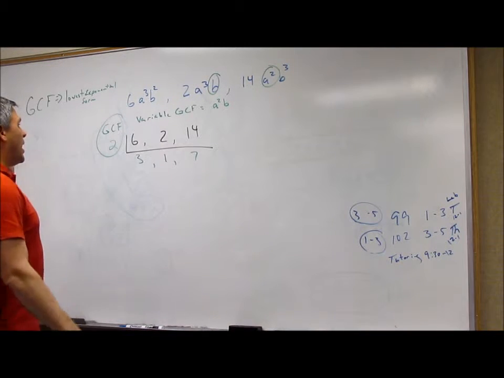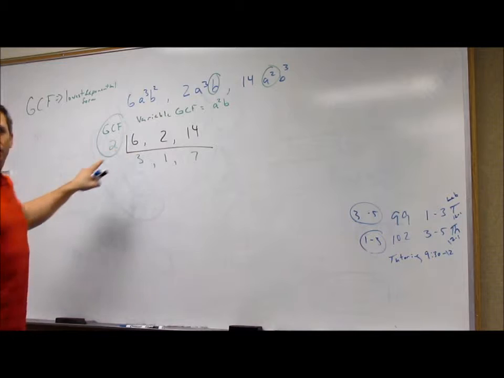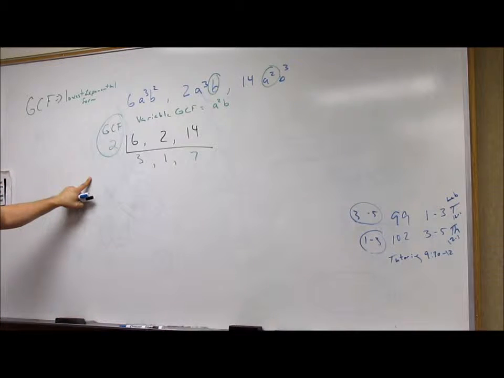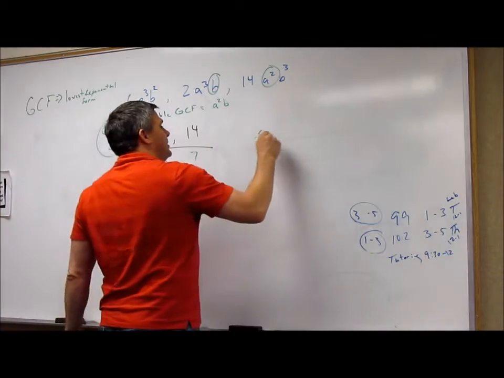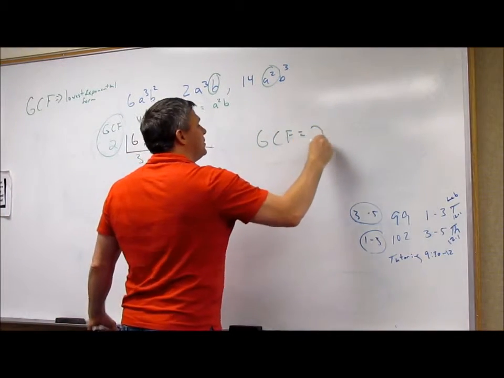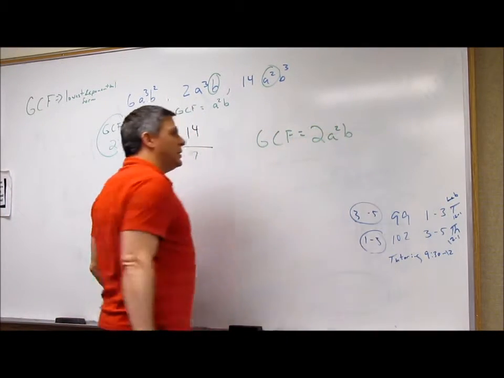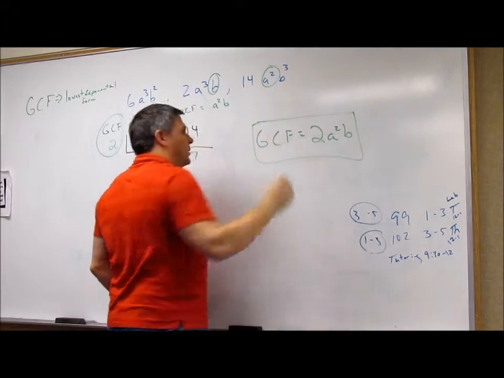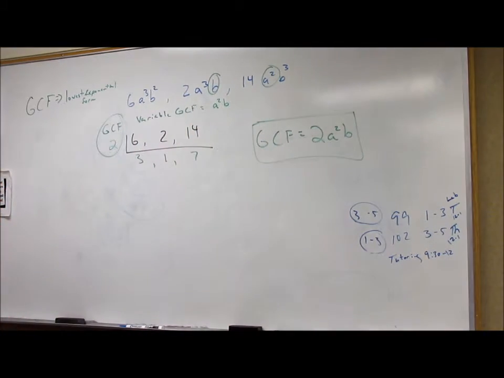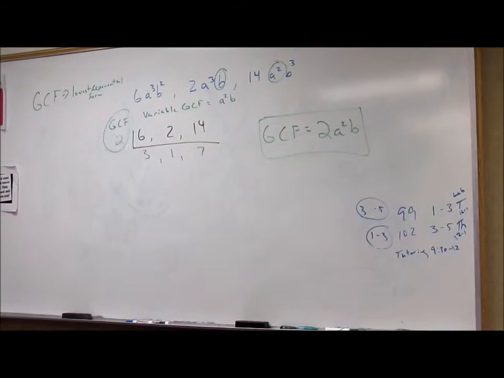So, I know my variable GCF. I know my numeral GCF. So, GCF equals 2a squared b. Okay? But what if, I'm going to keep this on the same thing. We'll move it.